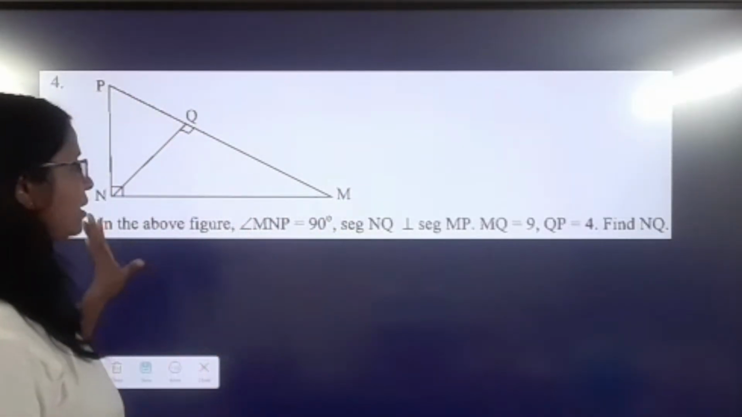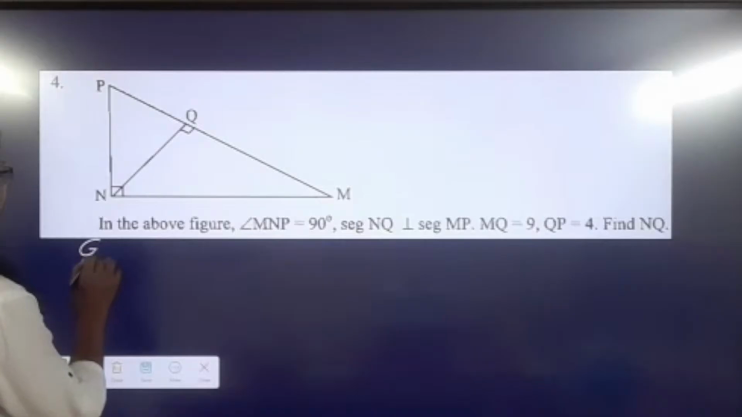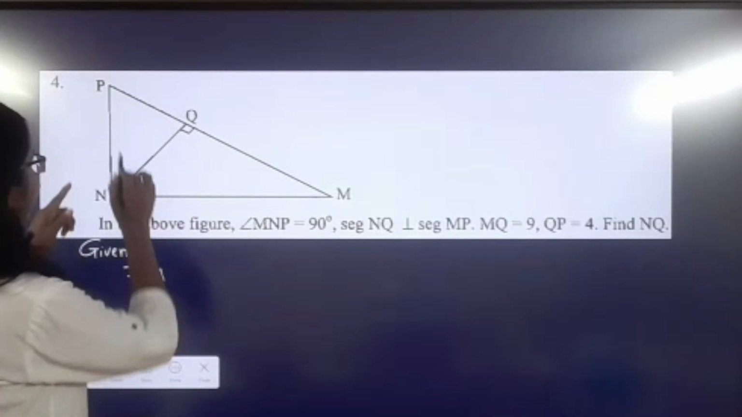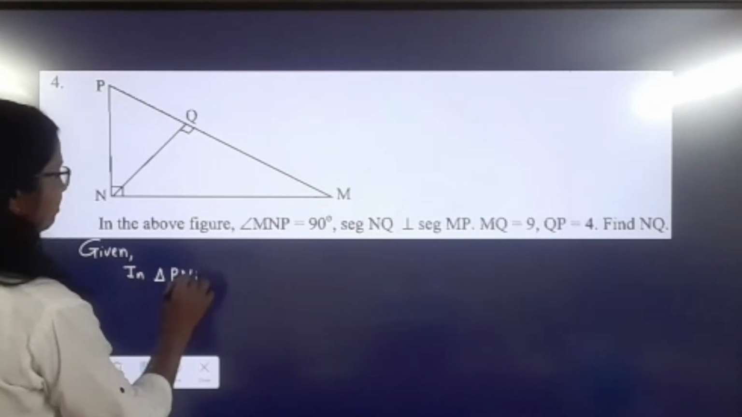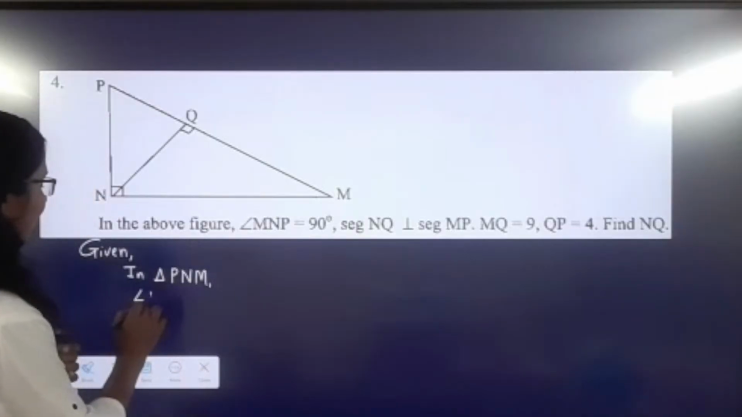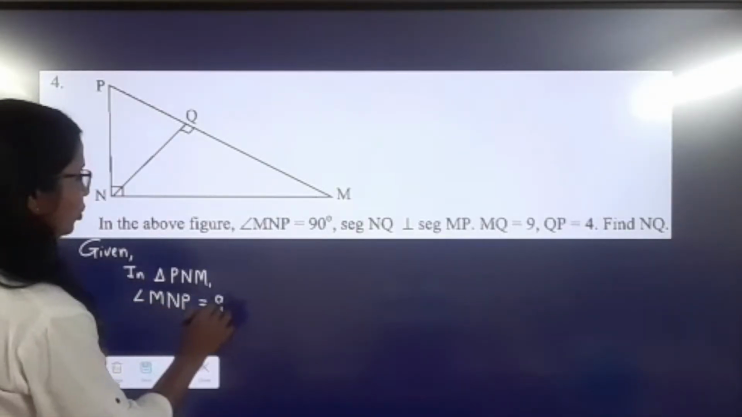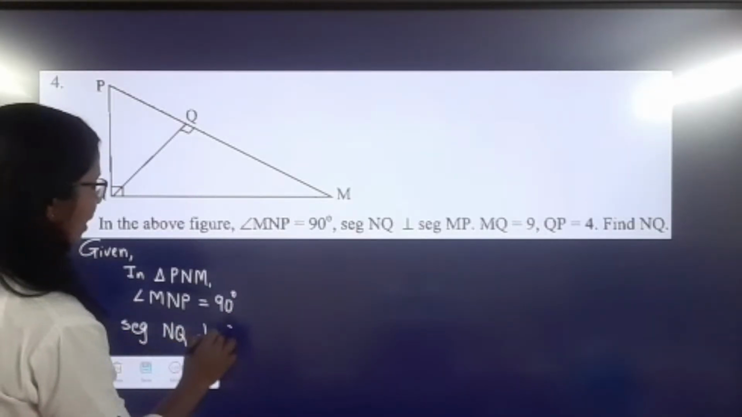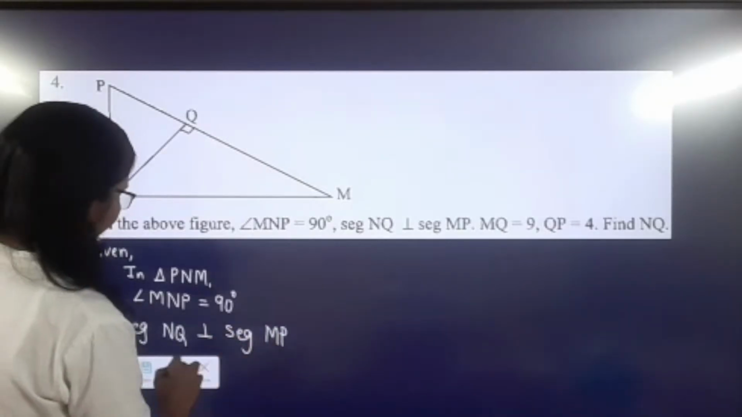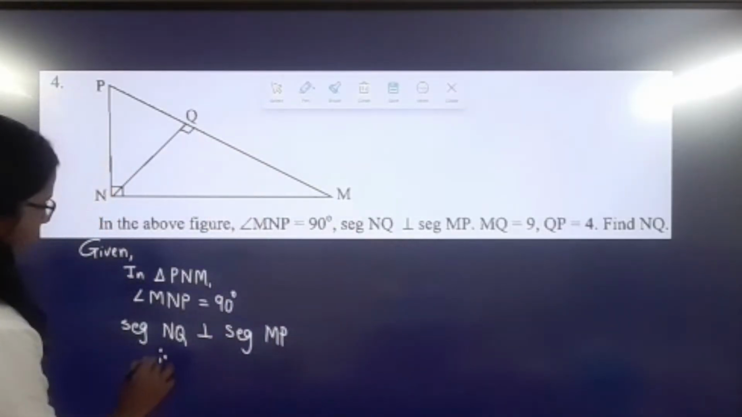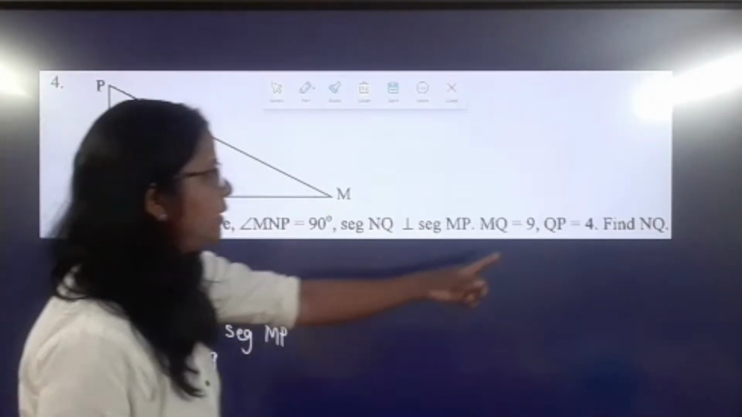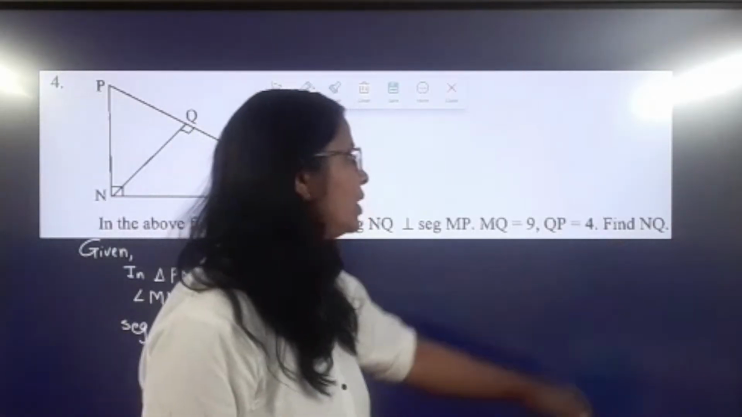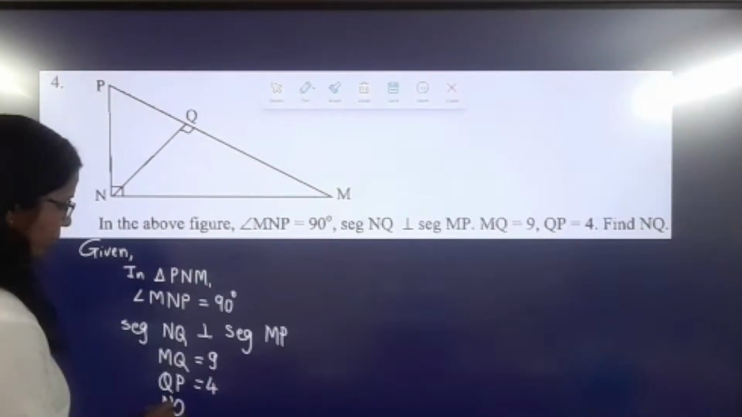Okay students, so now first we write down the given. Given is that in triangle MNP, angle MNP is equal to 90 degrees, segment NQ is perpendicular to segment MP, MQ is equal to 9, then QP is equal to 4 and NQ is equal to question mark. We have to find out the value of NQ.